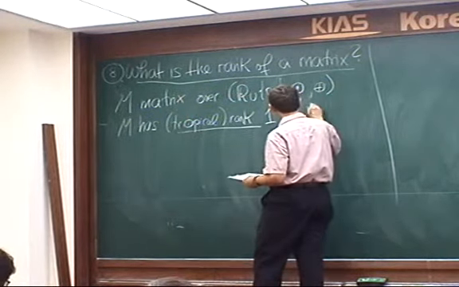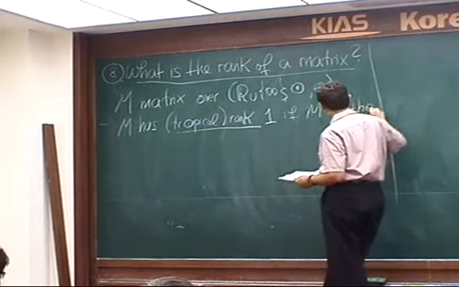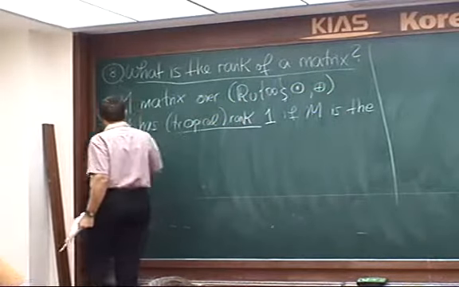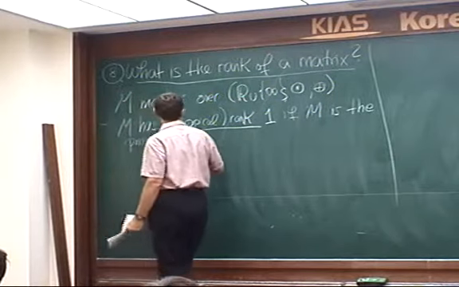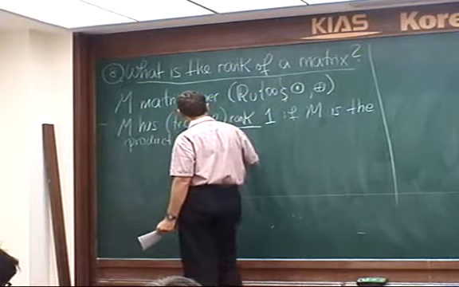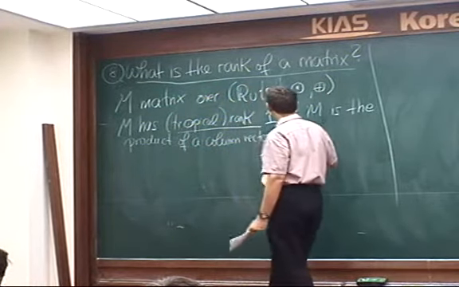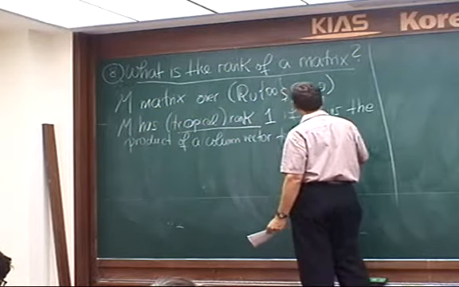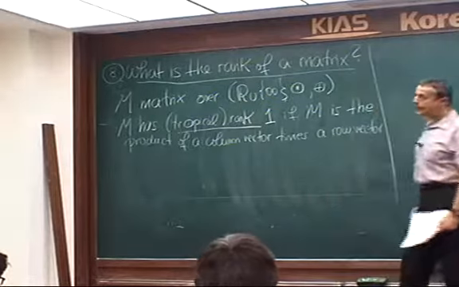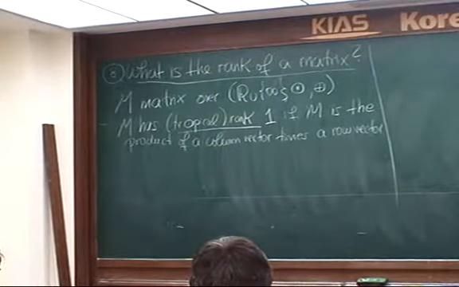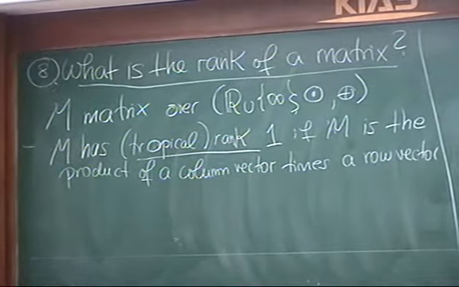If it's the product of a column vector times a row vector. So rank 1, that's unambiguous. It's very clear what we mean by rank 1. Same for tensors. I mean, rank 1 just means sort of completely independent.